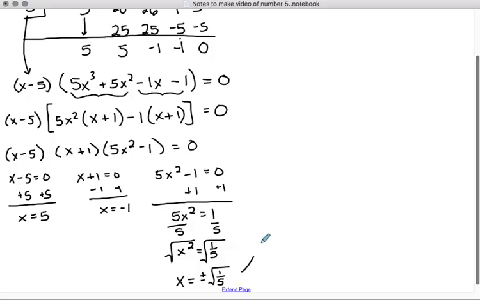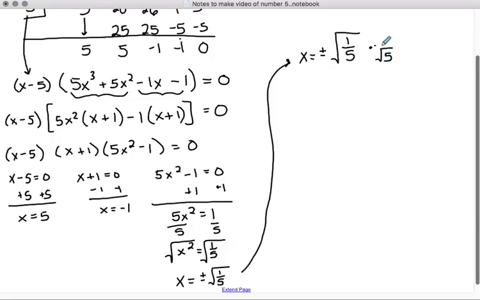Now, of course, in any textbook or on your answer key, we're not going to leave a radical in the denominator, so they're going to rationalize that denominator. So they're going to say that x is equal to plus or minus the square root of 1 divided by 5. And they're going to take that and they're going to multiply the denominator by the square root of 5 and the numerator by the square root of 5. And this is equal to 1, so it's just like I'm not really doing anything here. I'm just multiplying it by 1.